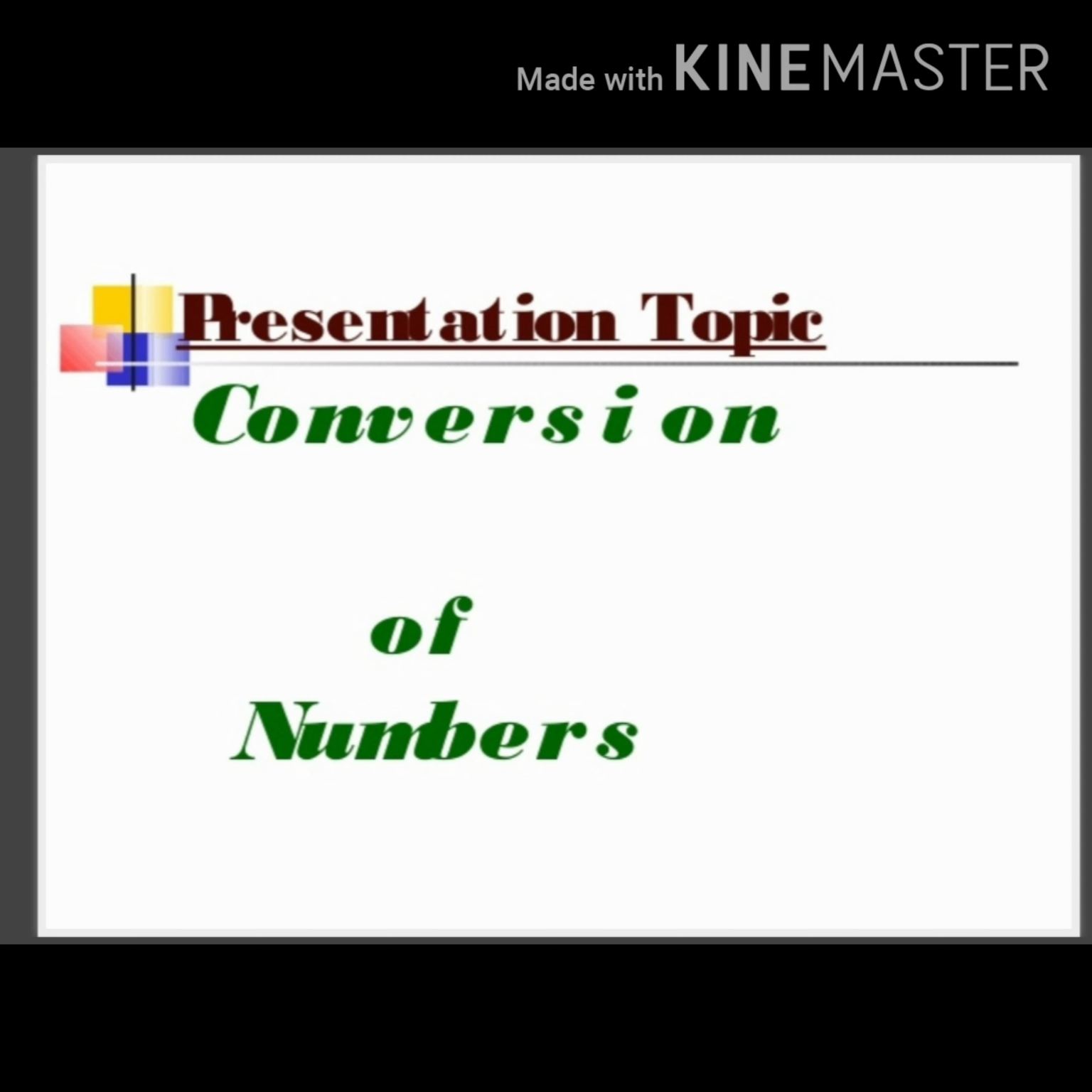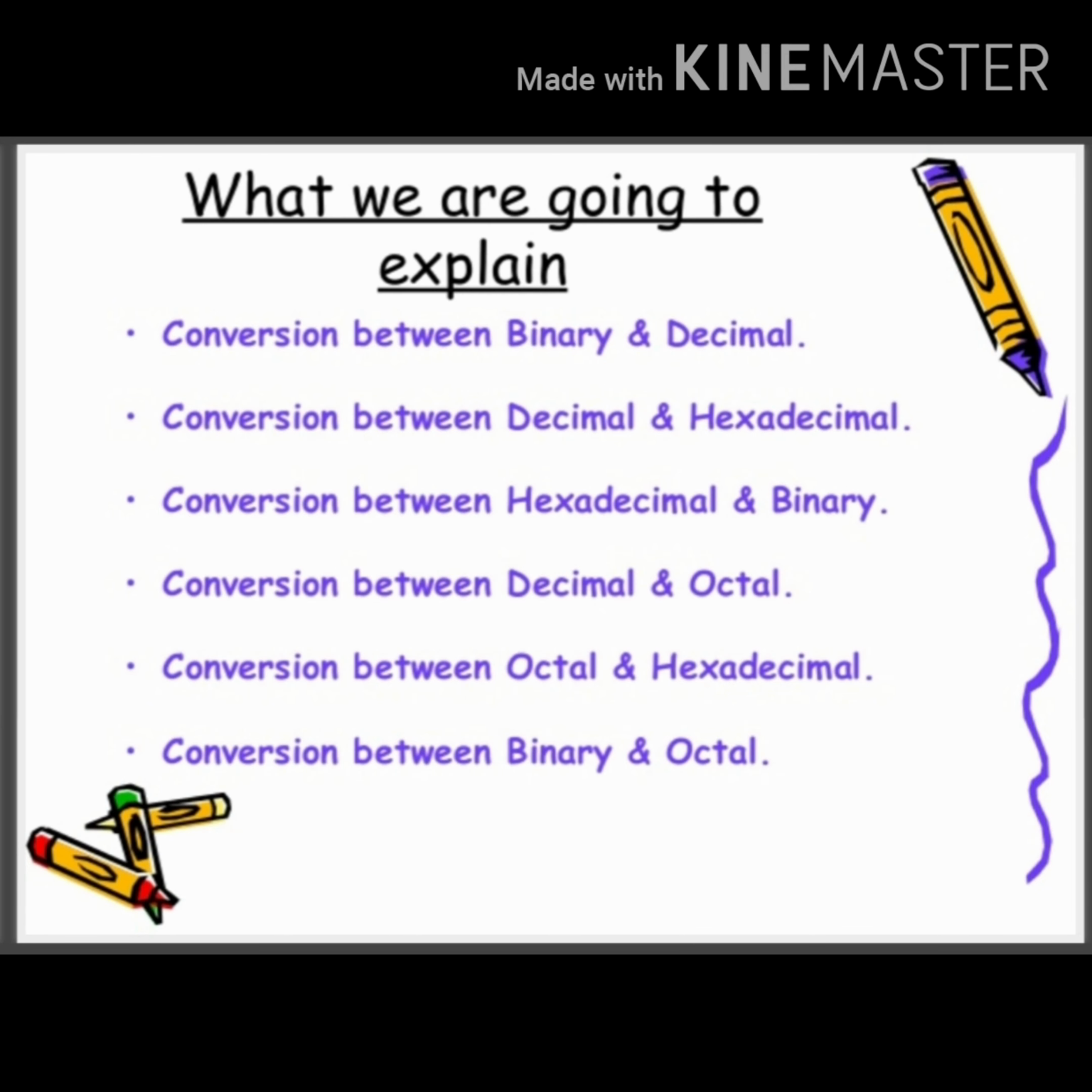So the conversion of number system is categorized into different parts. Let's discuss about this part only. All are not in your course: binary to decimal, decimal and hexadecimal, hexadecimal and binary, decimal and octal, octal and hexadecimal, binary and octal. But in your course there is only binary to decimal and decimal to binary.